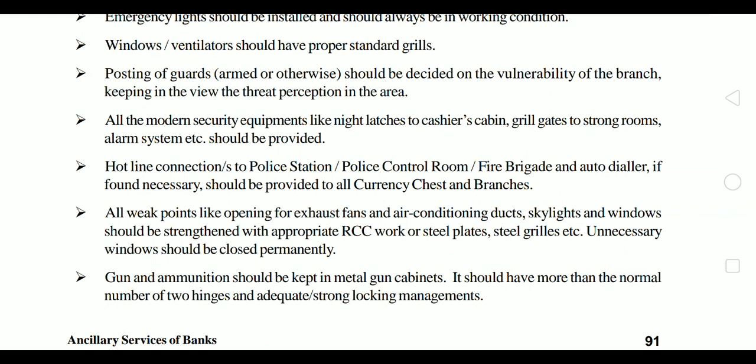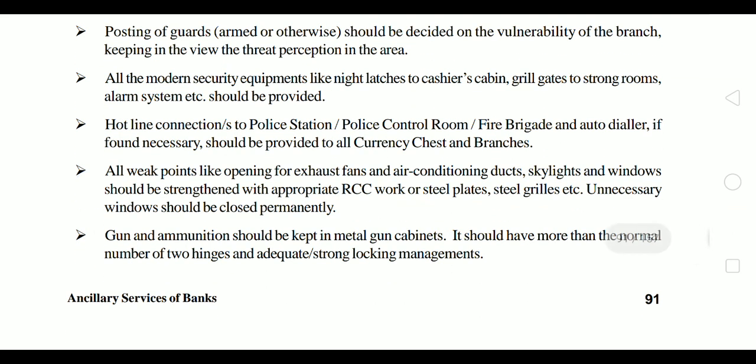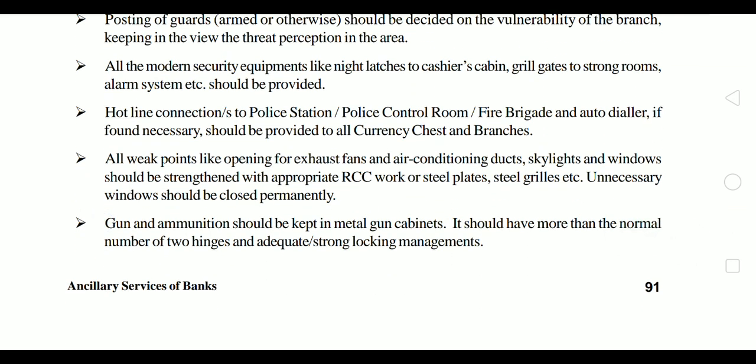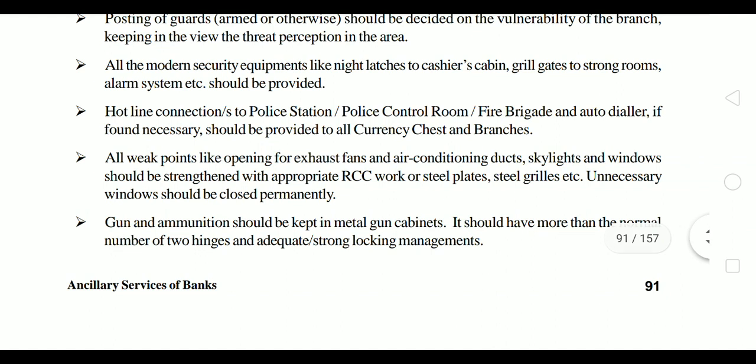we can take that into consideration according to the threat perception of the area. Next is all the modern equipment like night latches to the cashier's cabin. Now if we talk about night latches, it is a type of lock that is fitted on the surface of the door. When we want to open it from the exterior side, you have to use a key, and if you are opening from the interior side, then you will have to operate it by a knob. So that we can call a night latch.